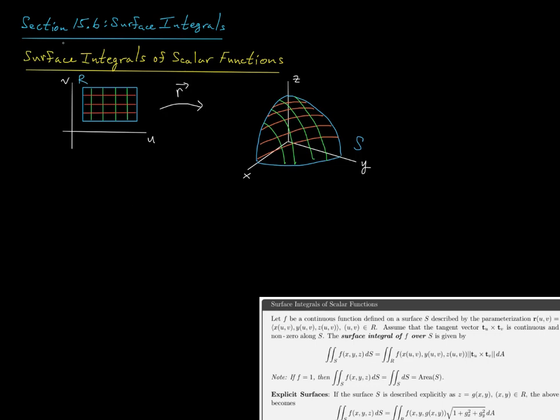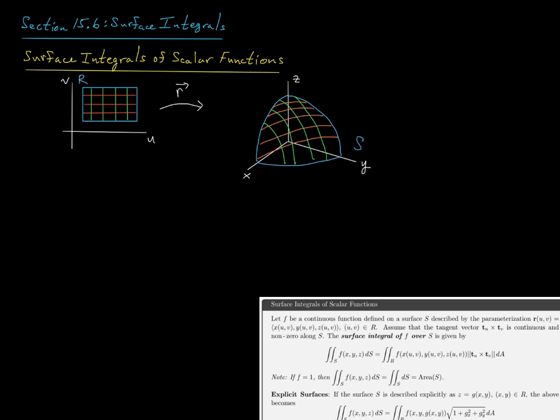All right, in this video, we are going to introduce surface integrals of scalar functions. Here I have a parametric surface S in R3, and it's parameterized by this vector function R, and the domain of R is this region capital R here in the UV plane. And here on the surface, I have a bunch of what we called U traces in red and V traces in green. Those are just the images of these horizontal and vertical lines under this vector function R.